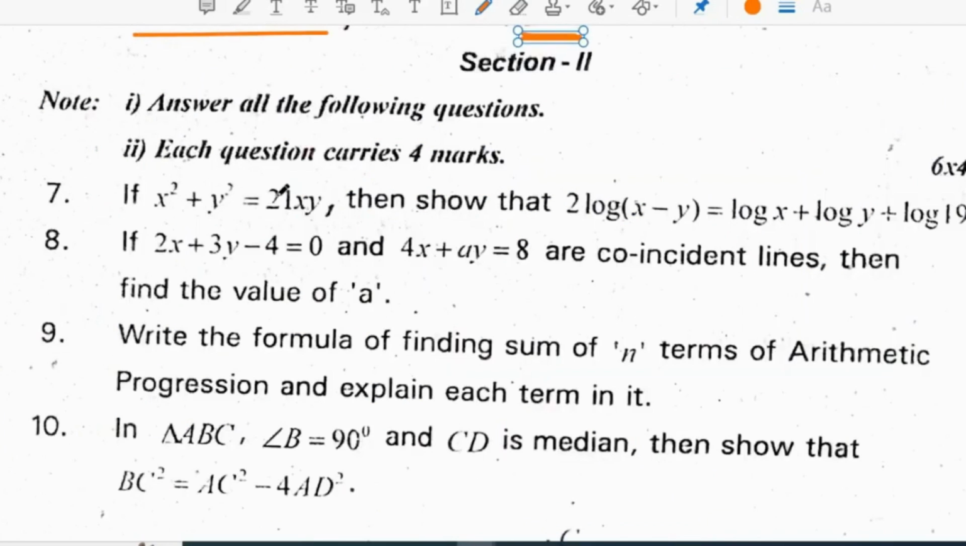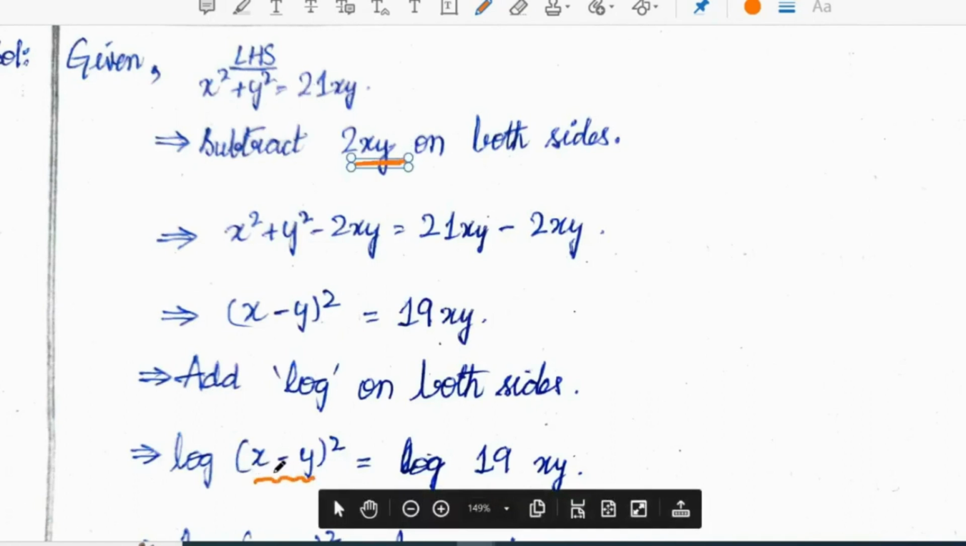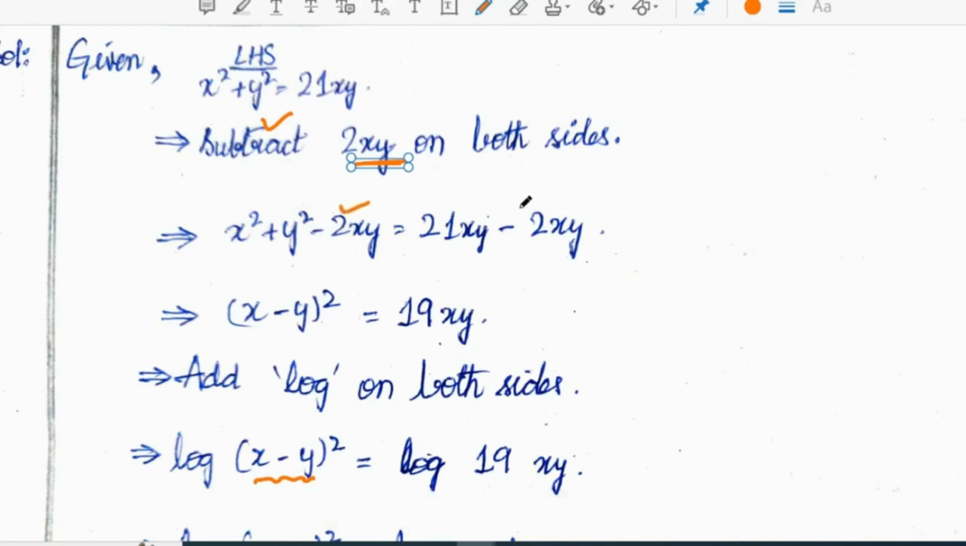Seventh one. If x square plus y square is equal to 21xy, then show that 2 log x minus y is equal to log x plus log y plus log 19. Take LHS, x square plus y square is equal to 21xy. Subtract 2xy on both sides. Why do we have to subtract? In the proof, it is asked 2 log x minus y, so we have to subtract. If the log question contains log x plus y, you have to add 2xy on both sides. In this case, we have to subtract 2xy on both sides. So this is in the form of a square plus b square minus 2ab, so a minus b whole square, that is x minus y whole square, which is 19xy.